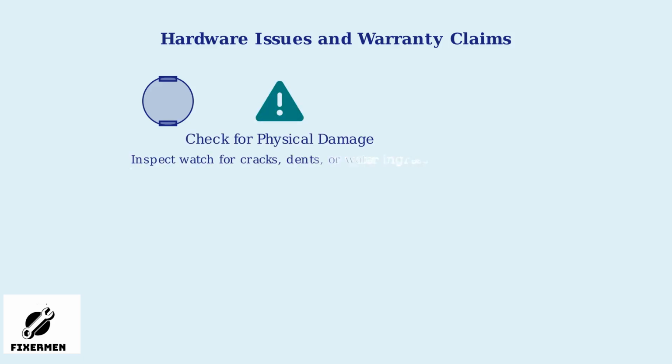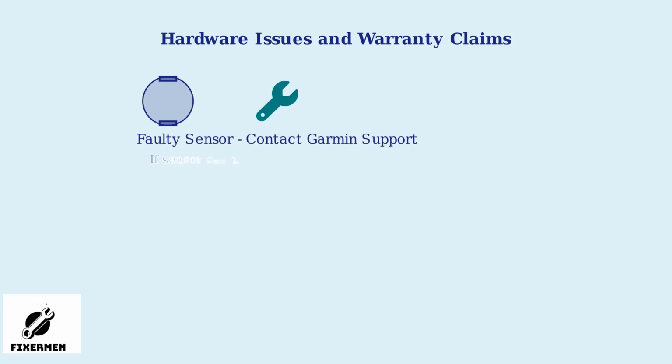First, carefully inspect your watch for any physical damage. Look for cracks in the case, dents, or signs of water damage. These can compromise the barometric sensor and cause inaccurate altitude readings. If you suspect a faulty barometric sensor is the culprit, contact Garmin support through the Garmin Connect app or their website. They can run diagnostics and guide you through troubleshooting steps.